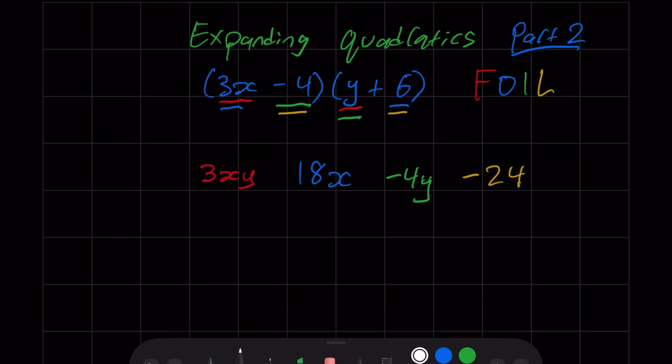Once we've got our 4 terms, our first, our outer, our inner, and our last, we can put pluses between them and a little equal sign up the front. Now there really isn't anything else you can do here because we haven't got any like terms. We have got 18x here, yes, but this has got a y, not an x, so we can't combine them together. We could rewrite it really quickly as 3xy plus 18x minus 4y minus 24. We don't need those extra pluses in there, but I think it makes more sense and looks a bit better having those pluses. Either way, these are both the right answer.